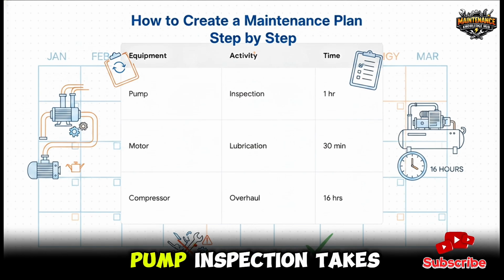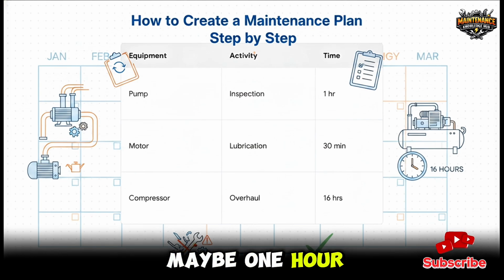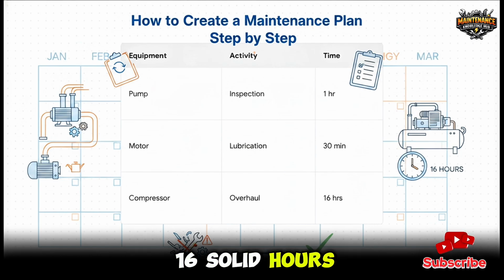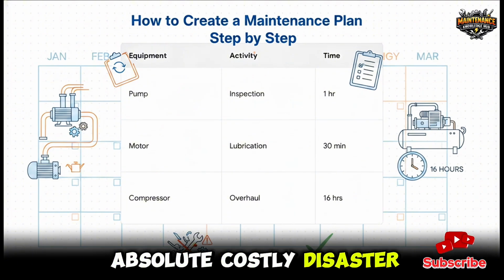For example, a basic pump inspection takes maybe 1 hour, and motor lubrication takes just 30 minutes. You can easily squeeze those into a standard, normal daily plan. But a full compressor overhaul, that's estimated at 16 solid hours. If you don't schedule that properly in an annual turnaround plan with all the right resources ready to go, it is going to be an absolute costly disaster.